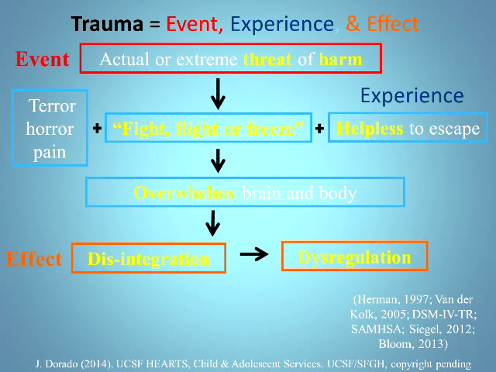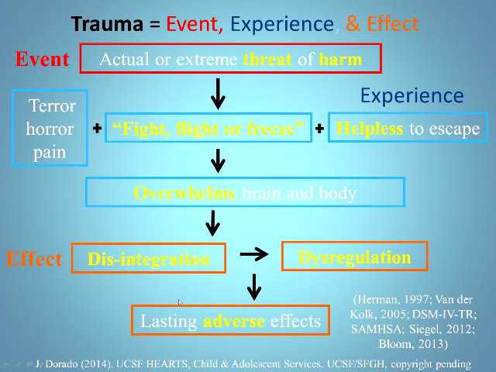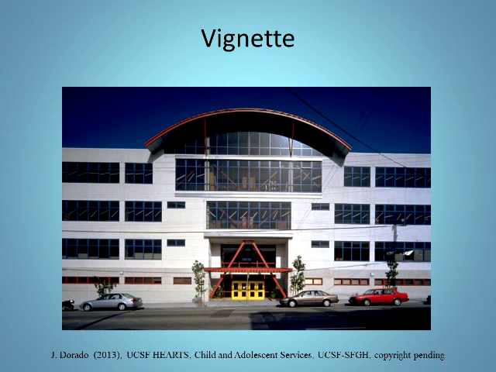The effect of that can be a disintegration of different parts of our brain, as we'll discuss, and a dysregulation, meaning a loss of control of our internal states, our behavior, our emotions. And over time, that can have very lasting adverse effects. Again, there are some people who experience trauma who can be resilient in the face of it, but oftentimes this is what can happen. So just to paint a picture of this, I'm going to read a very quick vignette.